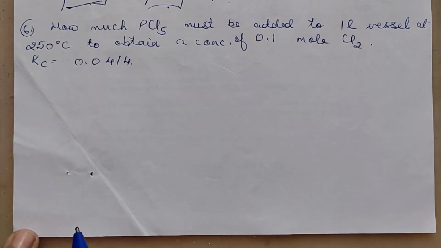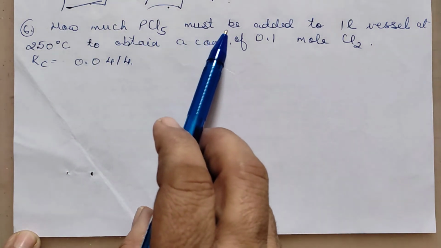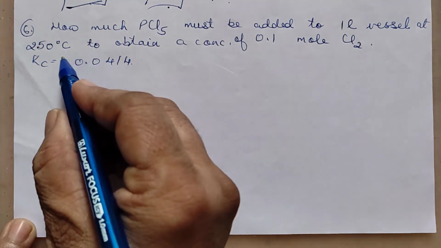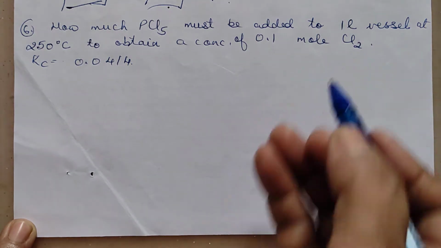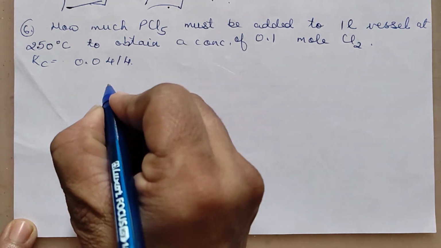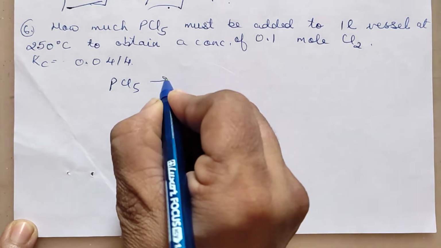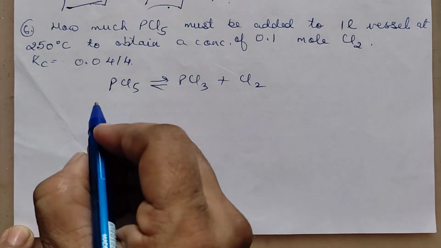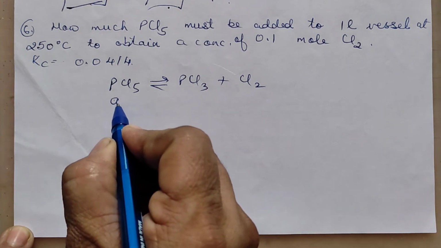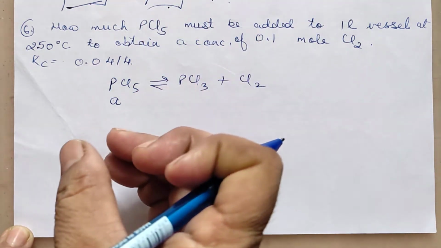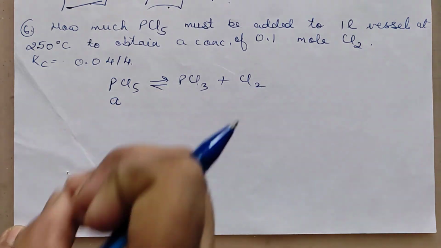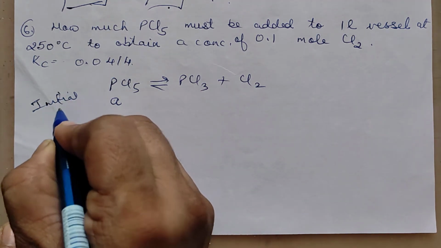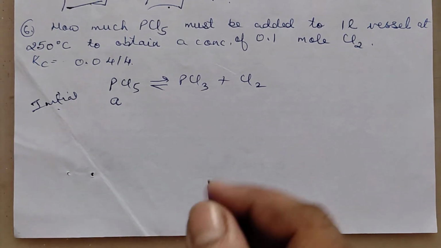So moving on to the next question. It says how much PCl5 must be added to 1 liter vessel. At this temperature, concentration of Cl2 is given and Kc is also given. So the equation we know is PCl5 forming PCl3 plus Cl2. Normally we take some amount initial here. We don't know what this initial amount is. In the previous questions it was given that this much A is taken, concentration of the reactant. Here it is not given. So we'll just take initially this concentration as A. The product is 0.